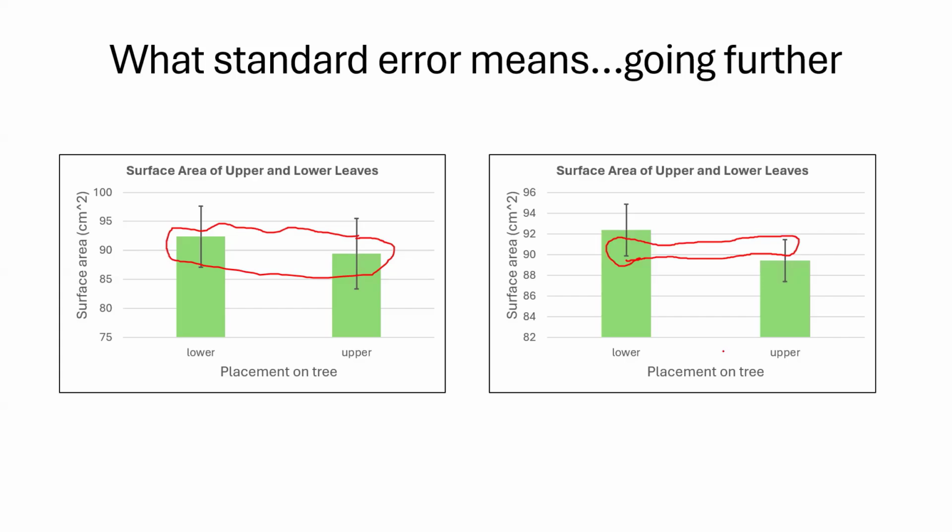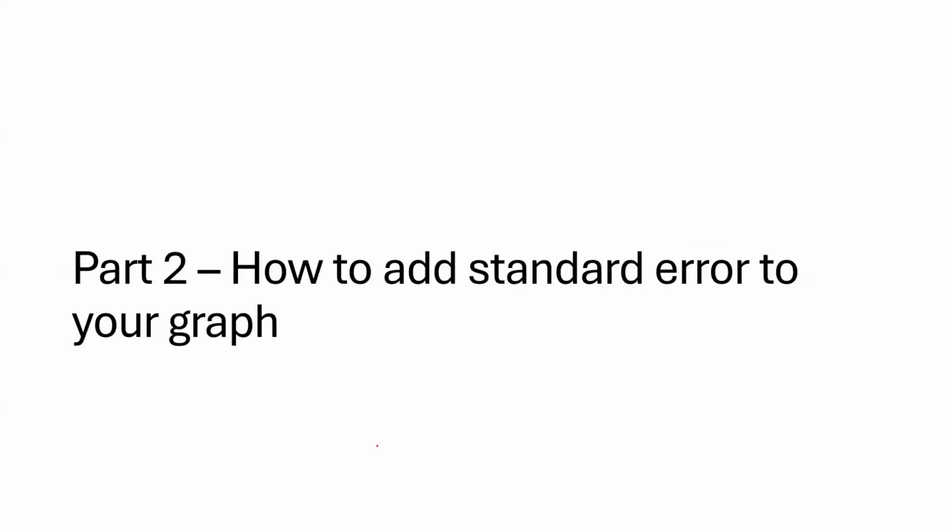inconclusive. That is going further into a lot more math at middle school level. If you understand that there's any overlap in the error bars, so it's possibly not significant, that is good enough. This is now part 2, how to add standard error bars to your graph.